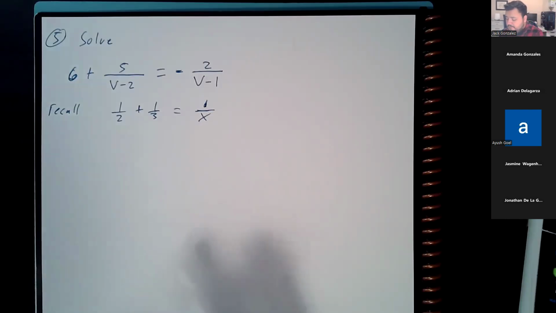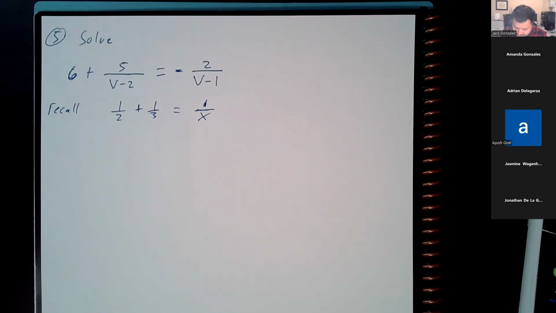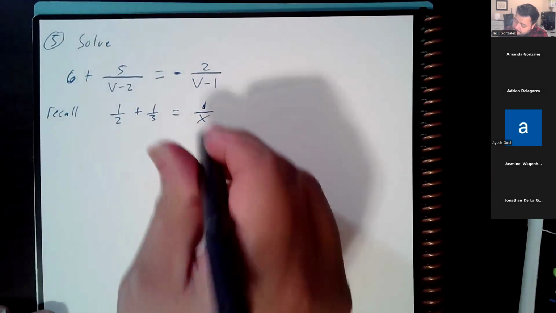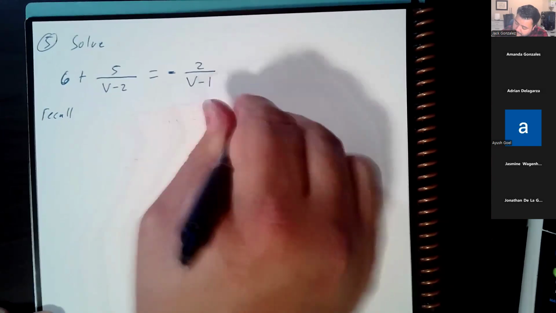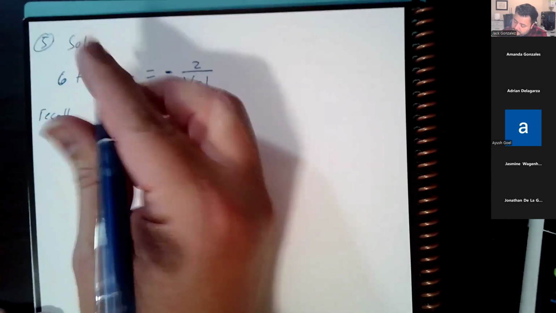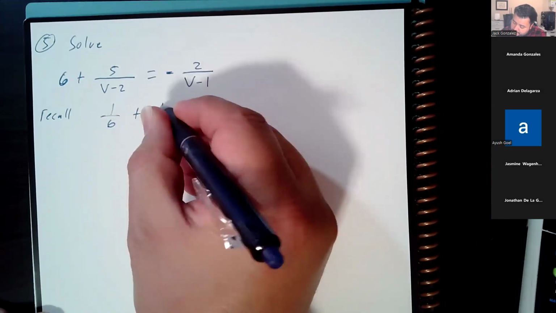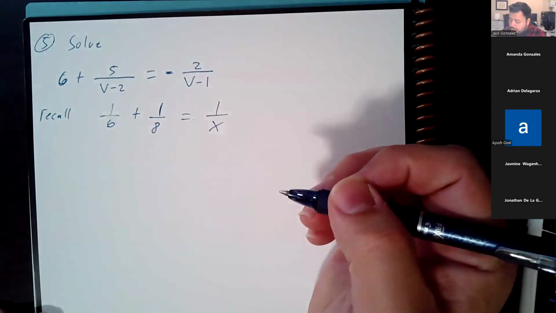Now, a quick reminder. Let's see. Make up a question for you. If I had 1/6 plus 1/8 equal to 1 over x, I guess.